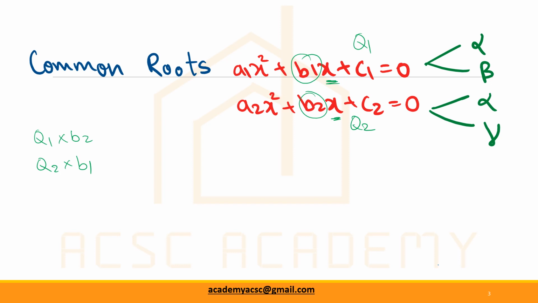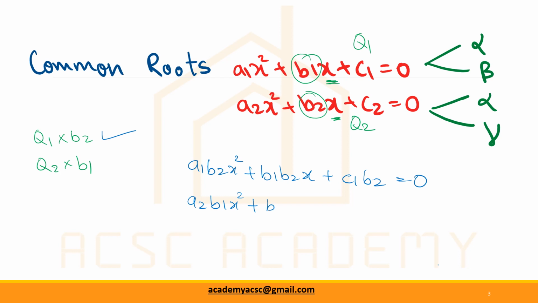We will do a1 b2 x squared plus b1 b2 x plus c1 b2 equal to 0. This is q1 multiplied with b2. Now q2 times b1, that will give us a2 b1 x squared plus b2 b1 x plus c2 b1 equal to 0. Now we will subtract them.